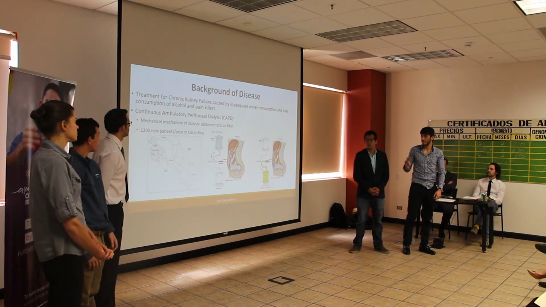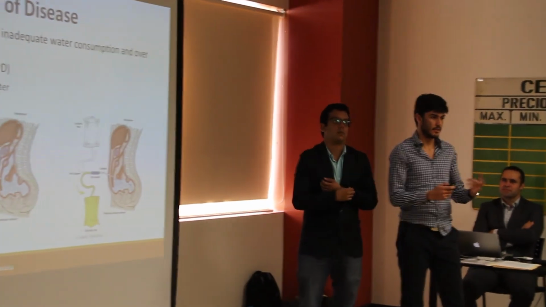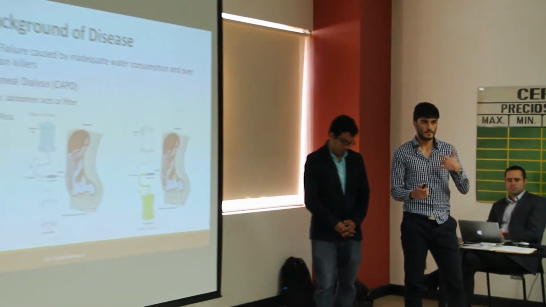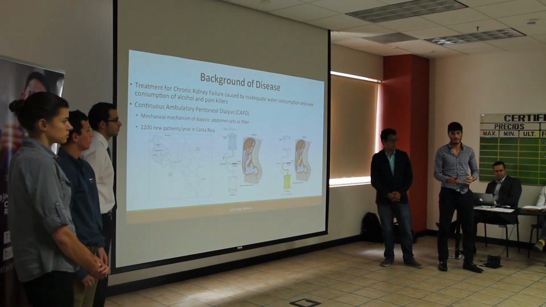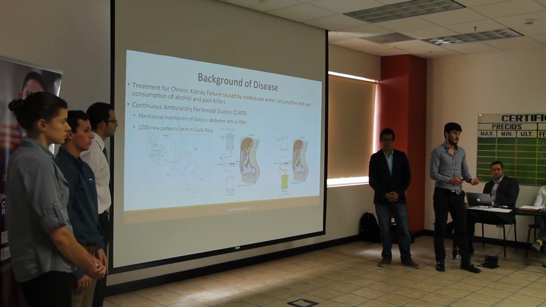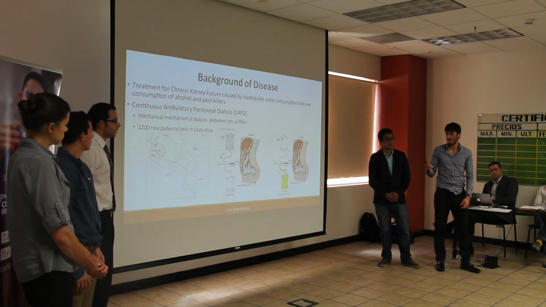Okay, first, to introduce you a bit to the background of the disease we're treating. Many people in Liberia, Guanacaste are experiencing trouble lately with chronic kidney failure, mainly in the agricultural field because of the inadequate water consumption and overconsumption of alcohol and painkillers. There are also some factors that affect, such as diabetes or hypertension. Yet, when this disease occurs, the only solution is a kidney transplant, but only 10% of the population are able to get a transplant. So, in the meantime, another measure to treat this disease is dialysis.